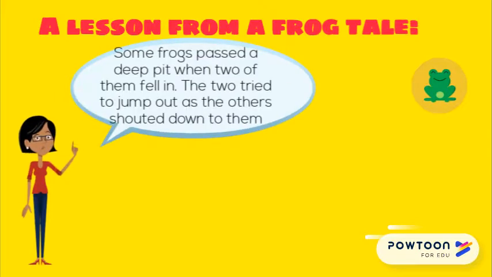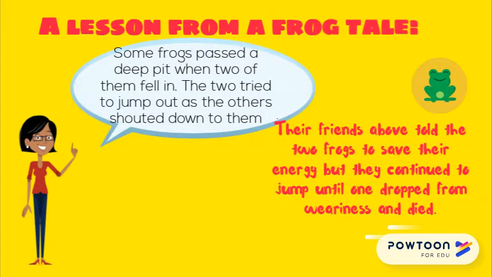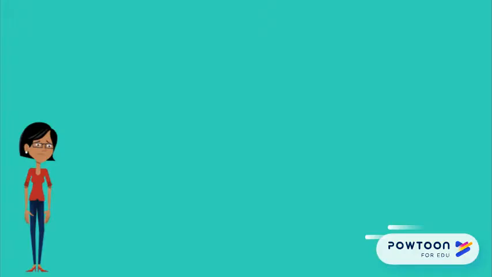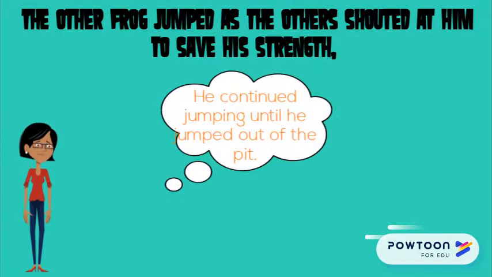Some frogs passed a deep pit when two of them fell in. The two tried to jump out as the others shouted down to them. Their friends above them told the two frogs to save their energy, but they continued to jump until one dropped from weariness and died. The other frog jumped as the others shouted at him to save his strength. He continued jumping until he jumped out of the pit.